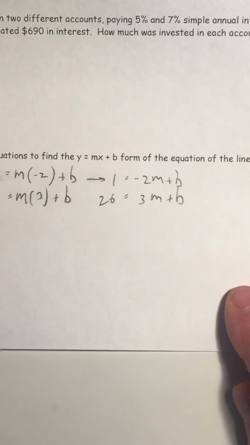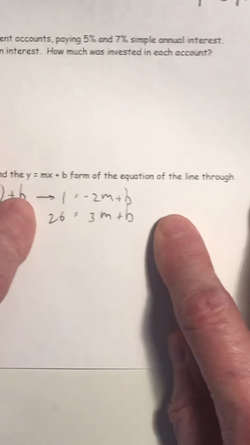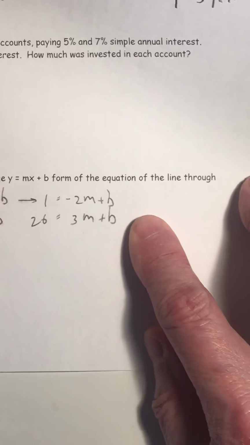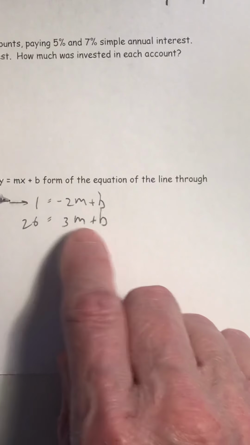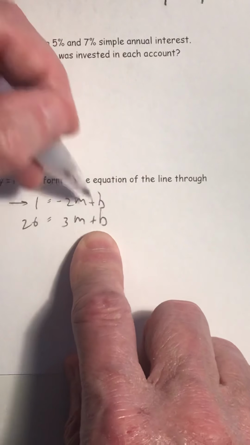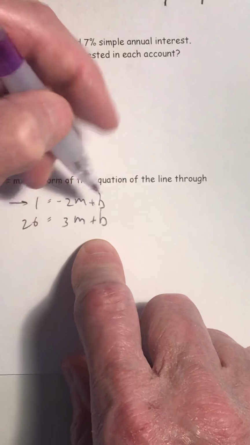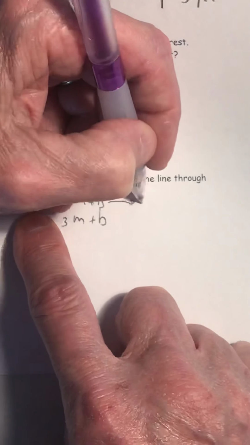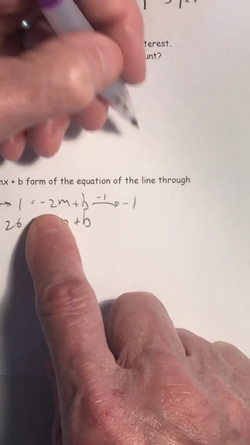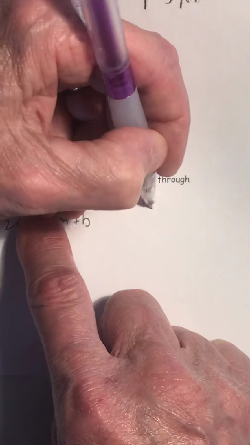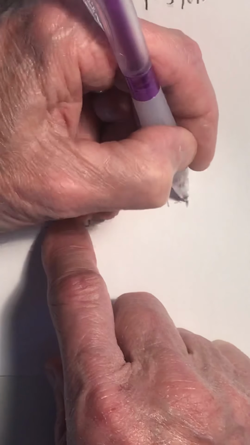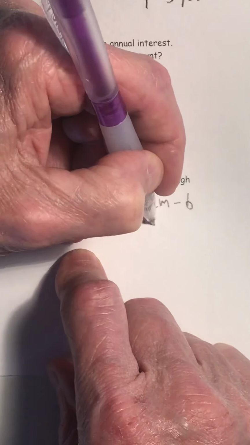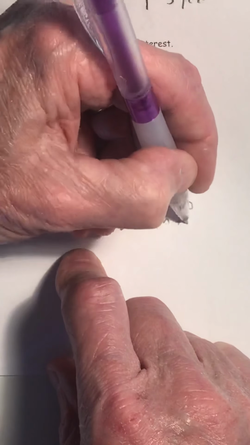Okay? And solve this for either m or b first. I mean, just get opposites either in the m column or the b column. Look how easy this is. That's 1b and that's 1b. What if I just multiply this top equation by negative 1? Then I would say negative 1 equals positive 2m minus b. Copy the other equation right underneath. 26 equals 3m plus b.